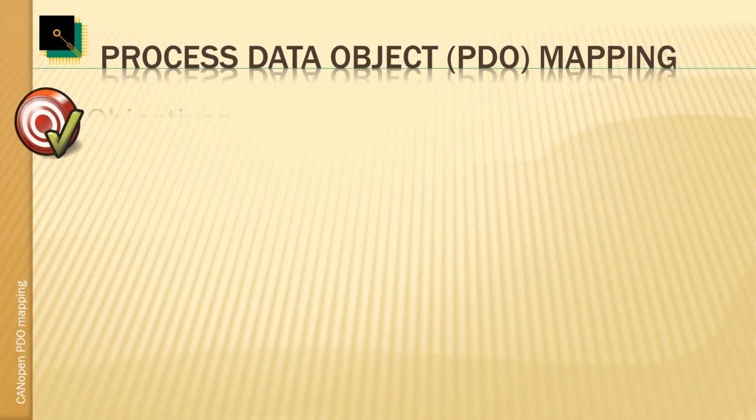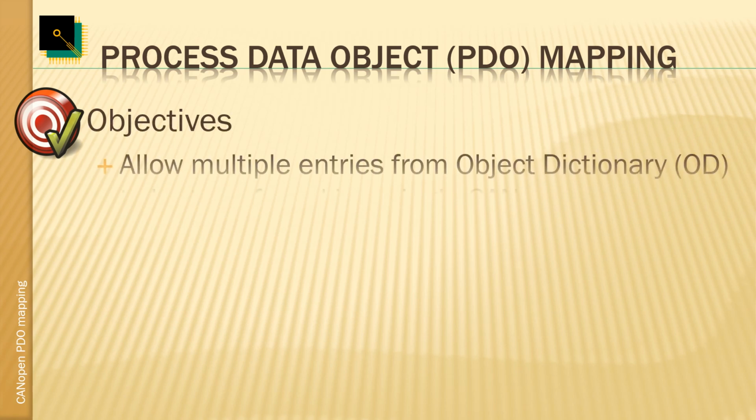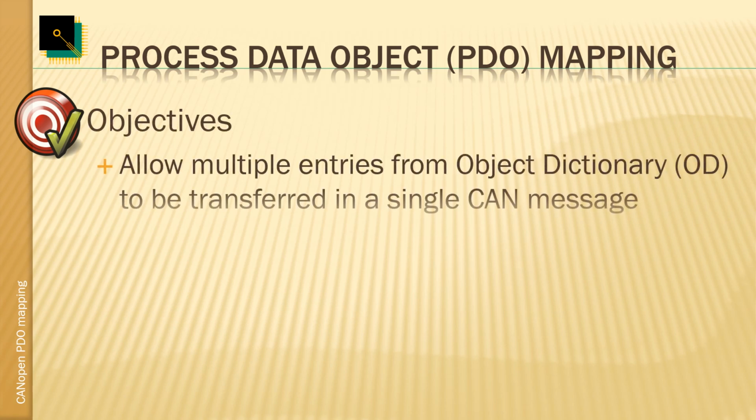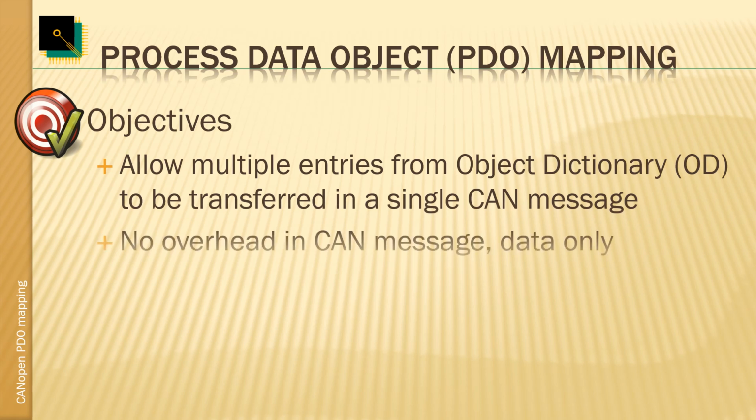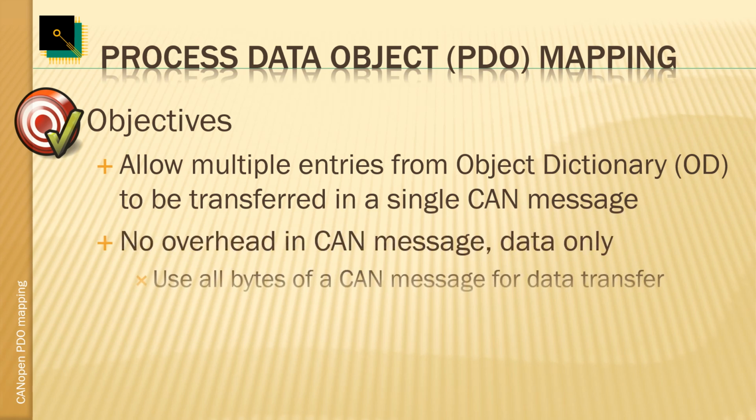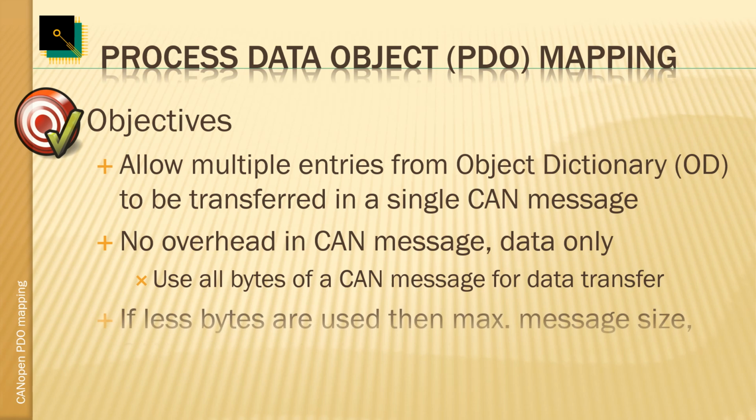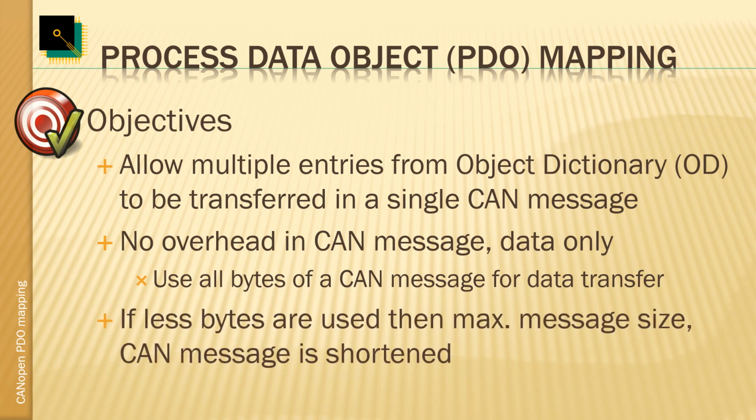The goal for process data object communication is that we have multiple object dictionary entries that can be copied into one CAN message. So they are mapped into one CAN message and there's no overhead. So it's really data only. We use the maximum number of bytes available in a CAN message for the data transfer. However, if the number of data bytes transmitted is shorter, then the CAN or CAN FD message is also shortened.